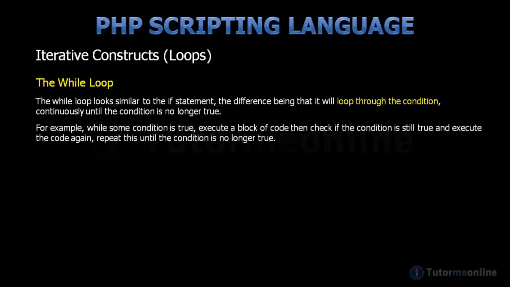For example, while some condition is true, execute a block of code. Then check if the condition is still true and execute the code again. Repeat this until the condition is no longer true. You'll see the syntax looks similar to the if statement. You have the while condition, which checks for some condition. It then executes a block of code, and then in your block of code you can increment or decrement a condition. We'll have a look at this in the practical example.